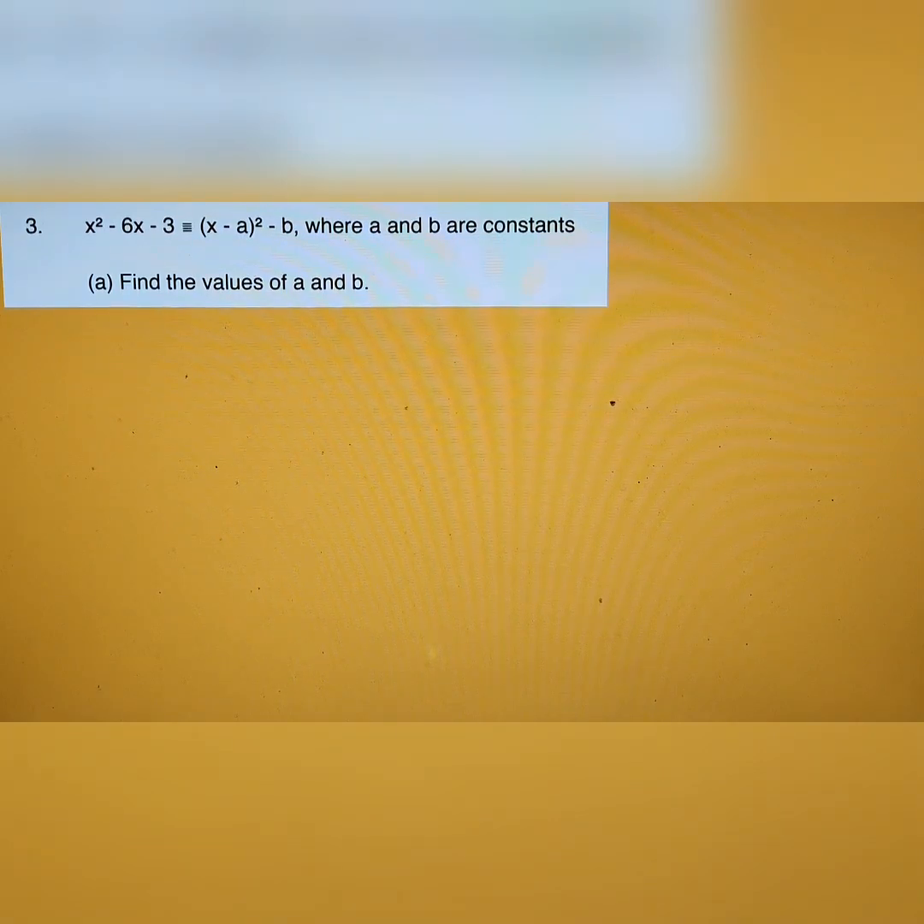Instead of the equal sign, you've got an extra line under the equal sign, which means that the left side must always be the same as the right hand side. Find the values of a and b. So first you're going to do the completed square.